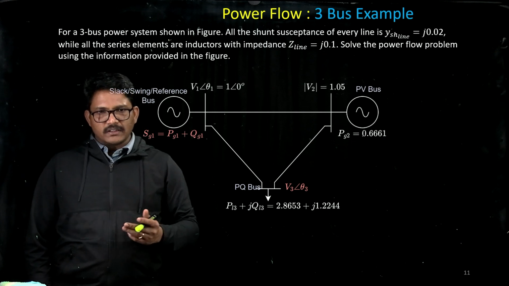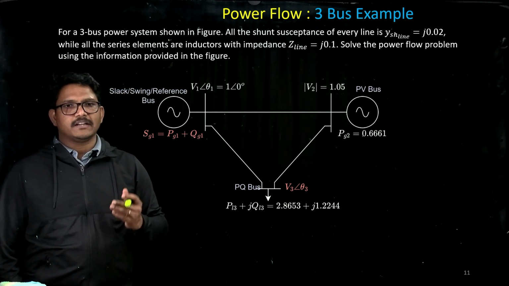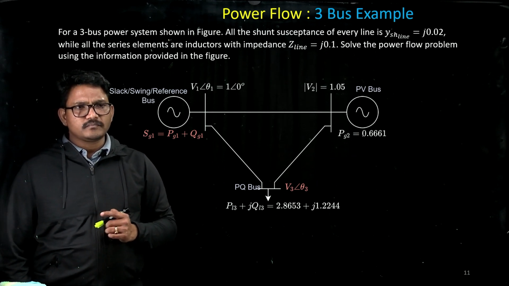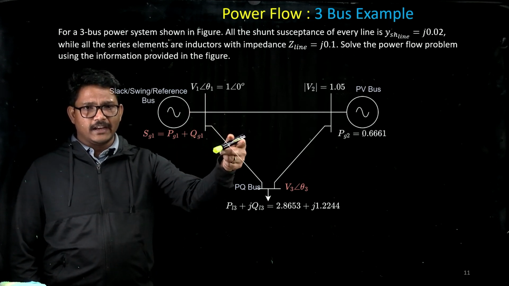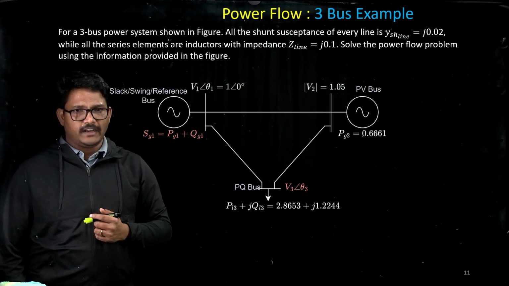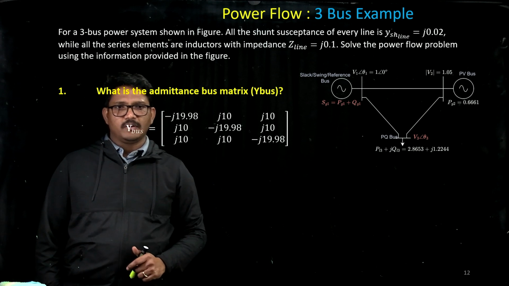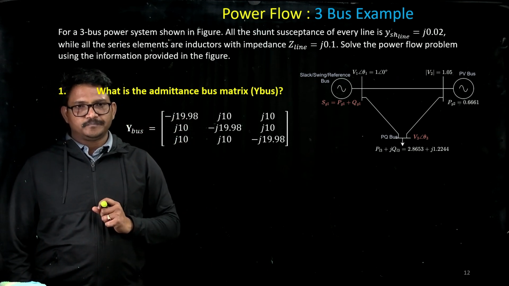Now, while solving the load flow problem, the first thing that we need to know is the admittance bus matrix. We've seen that, given the line susceptance and also the series impedance of the line, how do we calculate the bus admittance matrix of a given network? We have calculated that, and for this particular problem, we know that the admittance bus matrix is this one.